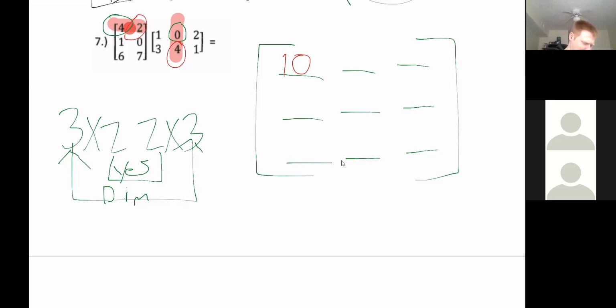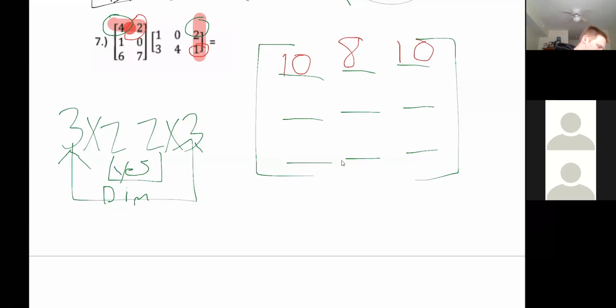I'll take this one. This one's 8. 4 times 0 plus 2 times 4. Let's look at our next column. So remember, you do the first number, so 4 times 2 plus 2 times 1. It's different, but you get the same answer as the first one. 4 times 2 plus 2 times 1 is also 10.